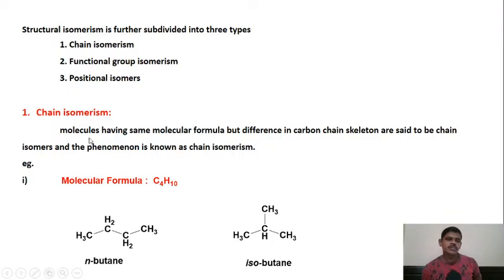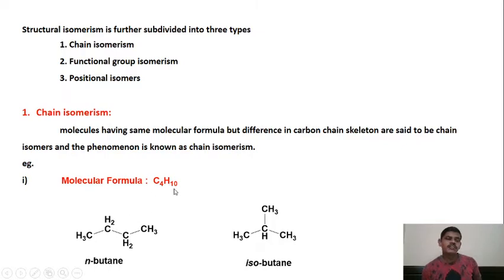In chain isomerism, molecules having the same molecular formula but a difference in the carbon chain skeleton are said to show chain isomerism. Chain isomers all have the same molecular formula, but the difference lies in the carbon chain, and that tells us what type of isomerism it is. Now let's see an example, so that we get more clarity about this isomerism.